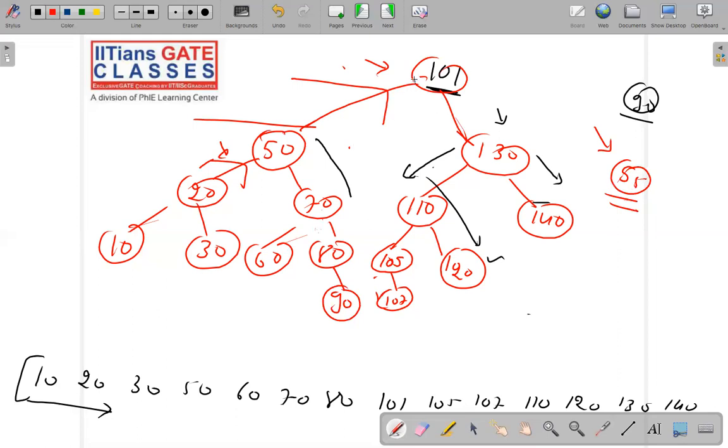I'll check, it is less than 101. We'll go here. It is greater than 50, so we'll go here. It is less than 70, so we'll go here. And it is less than 60 also, so we'll insert 55 here.